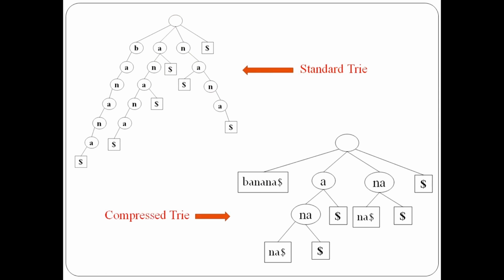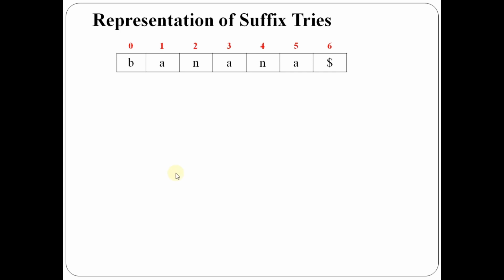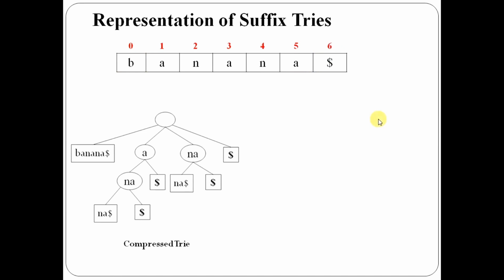Let us consider the representation of the suffix tree, that is the compressed trie that we have formed. For the representation, this is our given text, banana. We have appended a special character dollar at the end of the string and we have given the indexes starting from 0 to 6. So this is the compressed trie that we drew earlier. Now in order to represent each node, we use two parameters: i, which denotes the starting position, and j, which denotes the ending position.